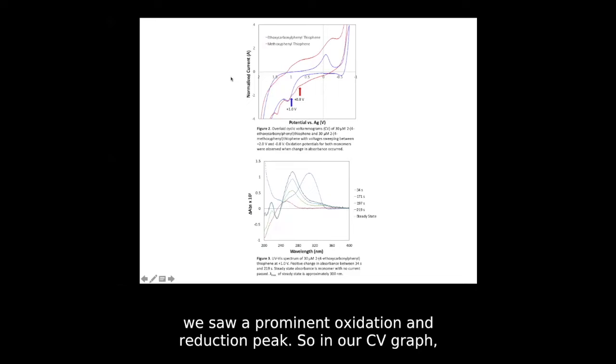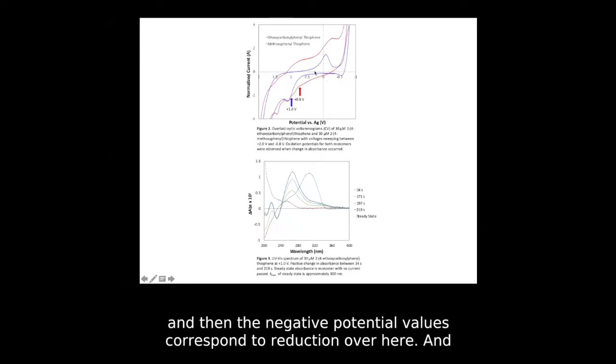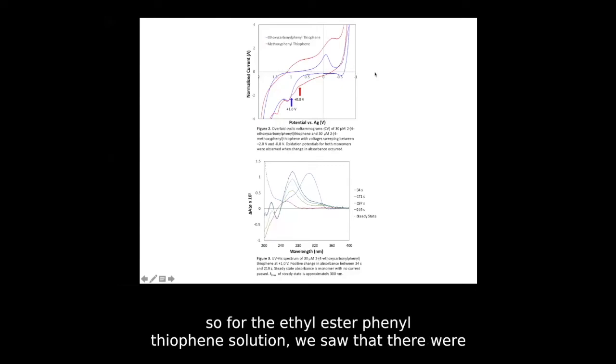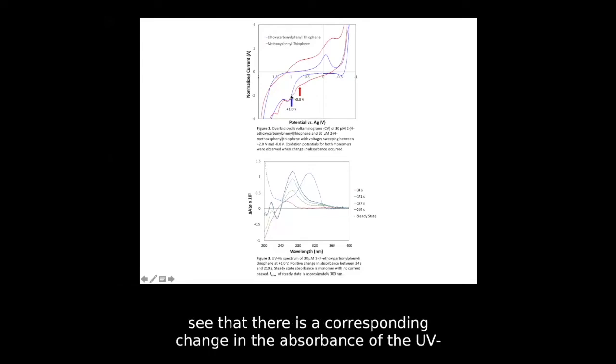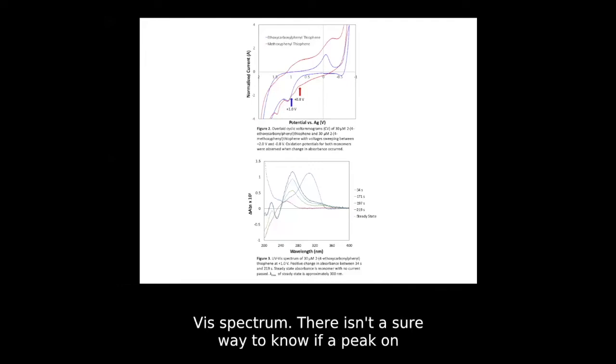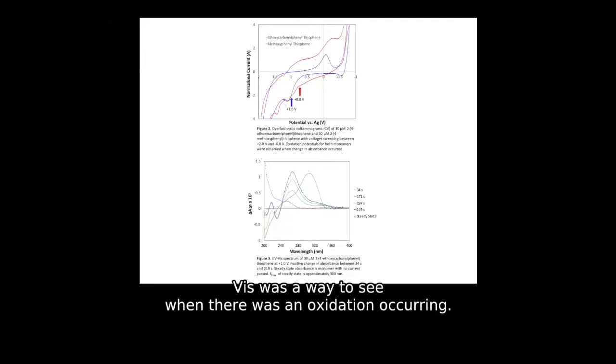So in our CV graph, the positive potential values correspond to the oxidation over here, and then the negative potential values correspond to reduction over here. And so for the ethyl ester phenyl thiophene solution, we saw that there were prominent peaks at about 0.1 volt, shown in blue here, where we could see that there was a corresponding change in the absorbance of the UV-vis spectrum. There isn't a sure way to know if a peak on the CV represents the oxidation of our desired compound, so the UV-vis was a way to see when there was an oxidation occurring.